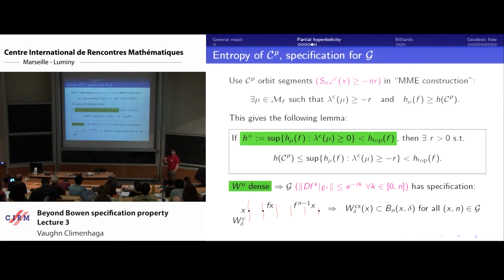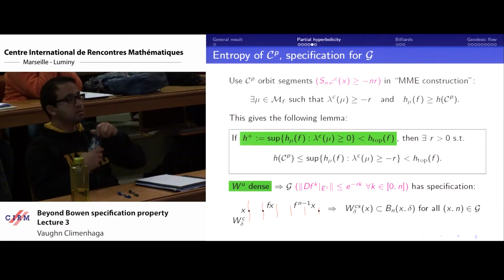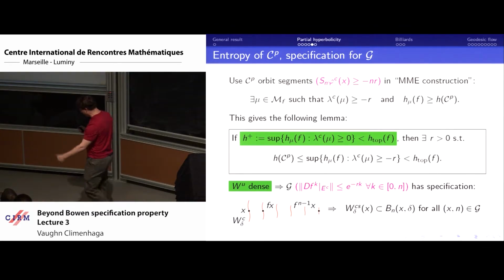And now in order to have a way to write that down, I use the same kind of limiting argument as r goes to 0 as on the previous slide. I define some quantity h plus. This is the supremum of entropies taken over all invariant measures, and I should specify that this is all invariant, not necessarily ergodic. This is all invariant measures with non-negative center exponent, so that's the plus. I take the supremum of the entropies, that's the h.